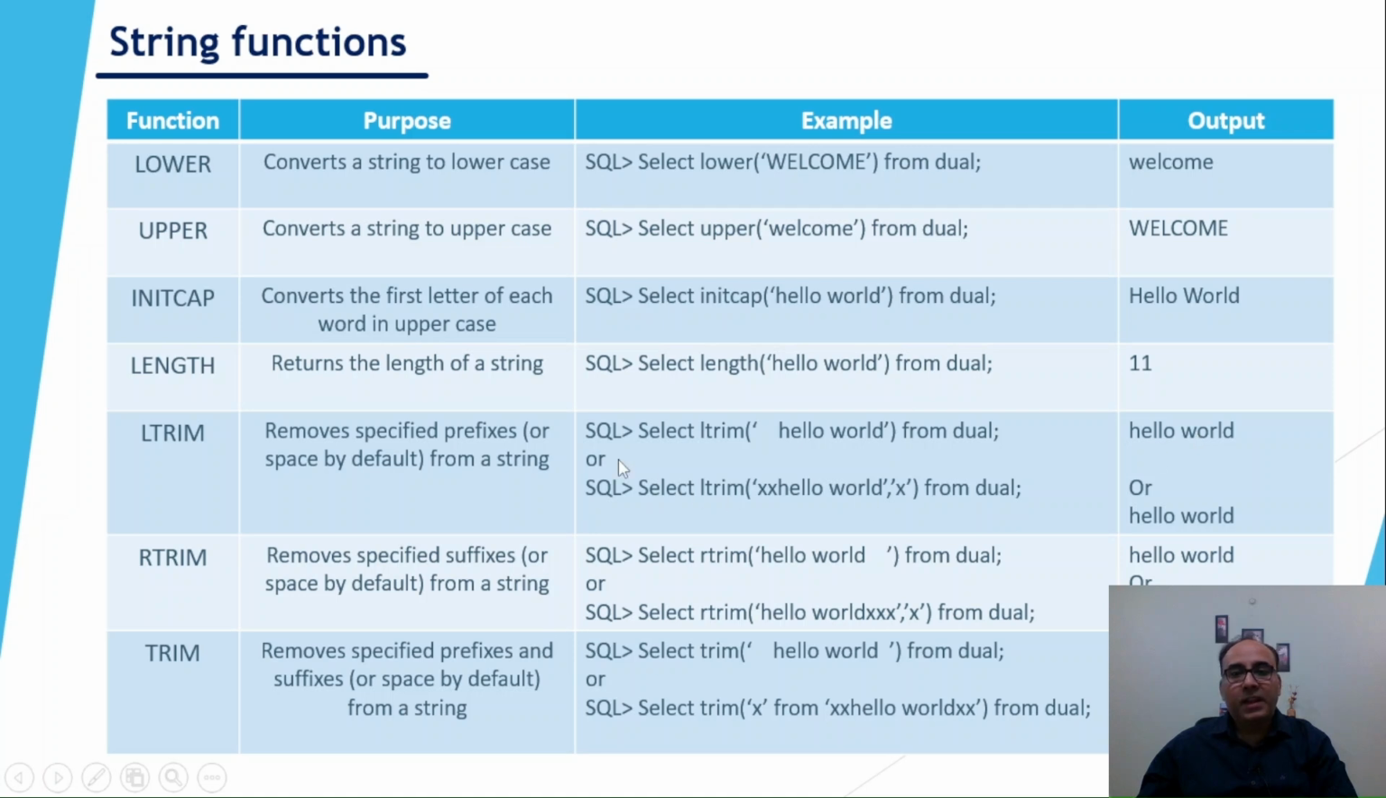Another example is if you want to specify a prefix. In that case, select ltrim('xxhello world', 'x') from dual.